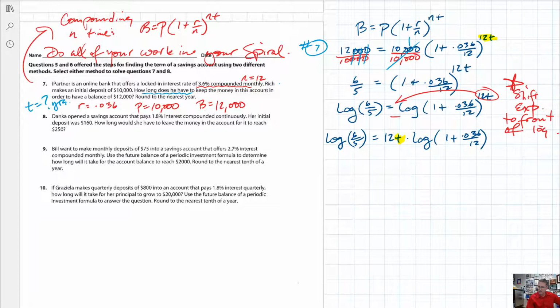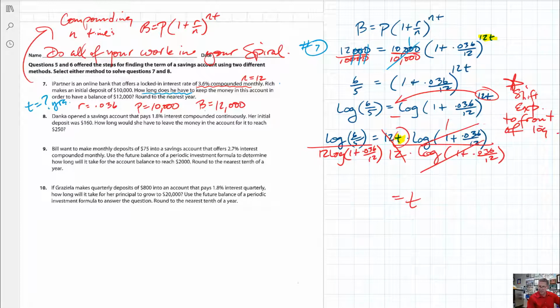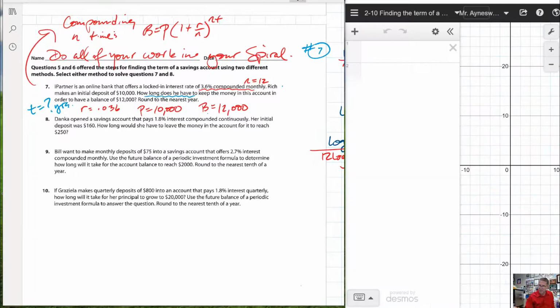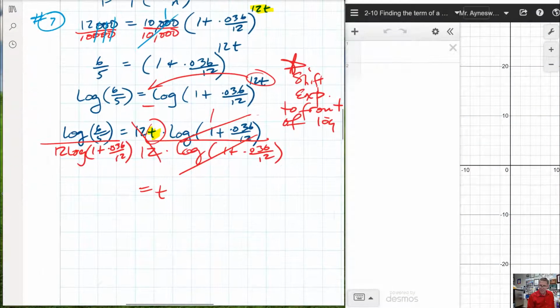Well, to do that, to isolate t, I need to divide both sides by 12 to cancel out the 12. I need to divide both sides by the log to cancel out the log. So I'm going to do two steps in one, so it's more efficient that way. More efficient meaning faster and easier. And obviously over here these divide to 1, giving you t. All right, t. So what is that? I don't know. Let's go to Desmos now.